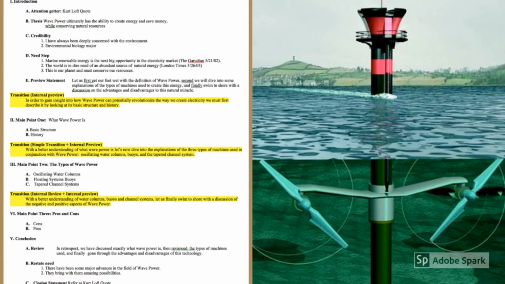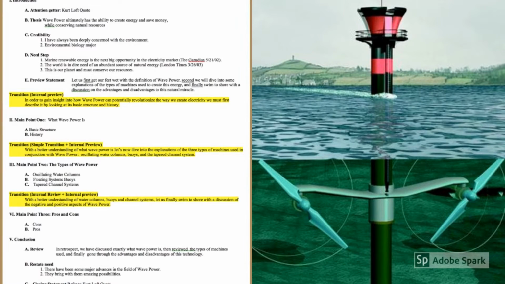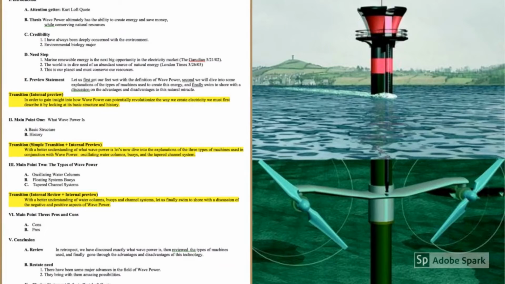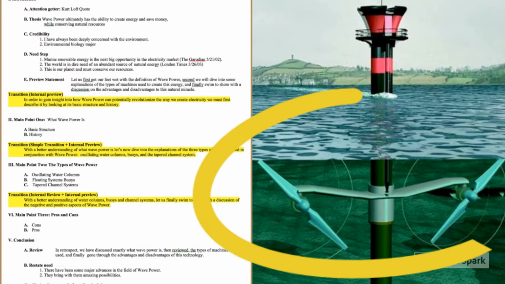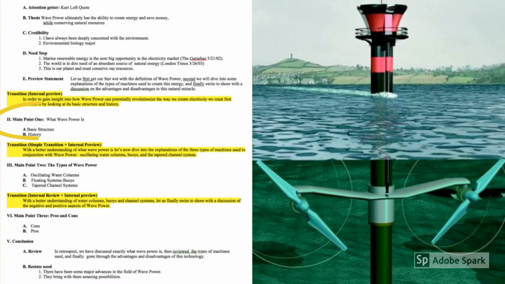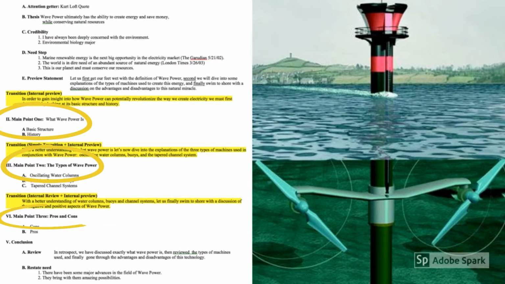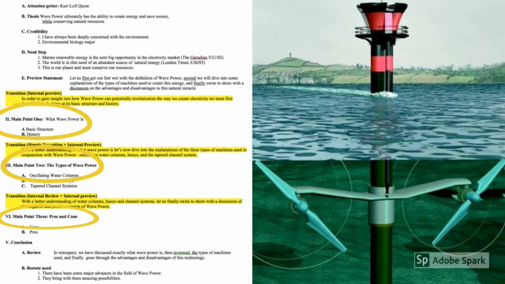In order to explain and demonstrate these 4 types of transitions, I'm going to use an outline. This outline is on a speech about wave power, creating energy by harnessing the power of our ocean's waves. And you'll notice there are 3 main points: what wave power is, the types of wave power, and the pros and cons of using wave power to generate electricity.